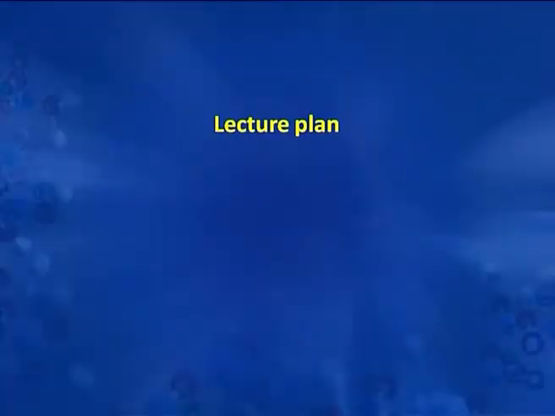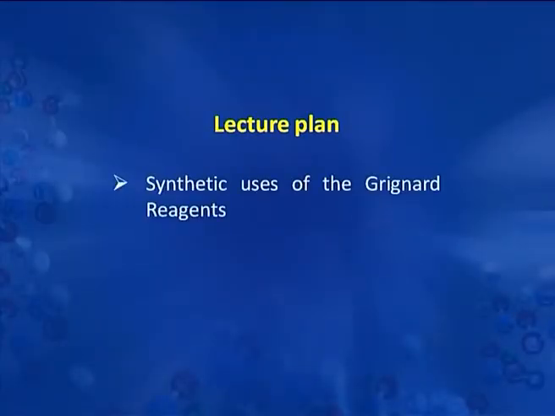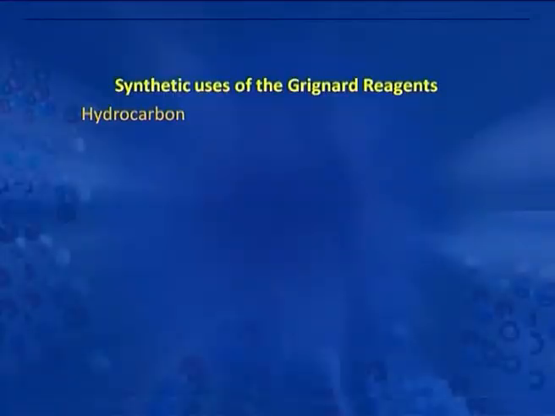In our previous lecture, we have discussed the introduction, nomenclature and properties of organometallic compounds, and the preparation and structure of Grignard reagent. In our present lecture, we are discussing the synthetic uses of Grignard reagent. Grignard reagents are synthetically very important. Grignard reagent is used to synthesize an enormous number of compounds. Here we discuss them one by one.